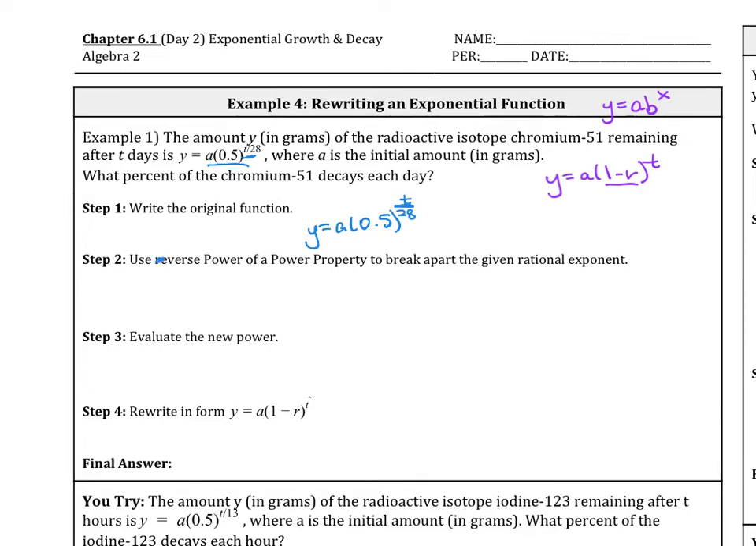Then we're going to use not necessarily the reverse power of a power property, it's just the power of a power property, and that breaks apart the given rational exponent. So this is what I mean. We want to be able to evaluate what we have. So to do that, we can say y equals a, and then 0.5, let's separate it out, and then raise to the 1 over 28, and then raise to the t.